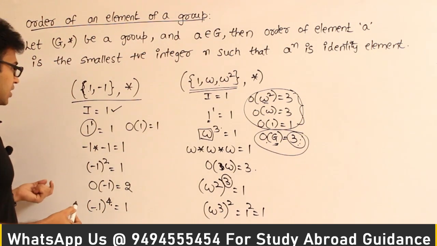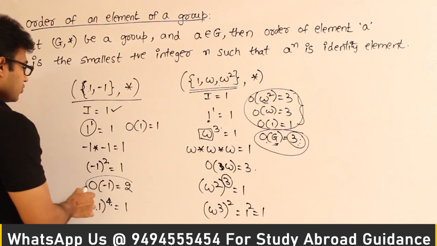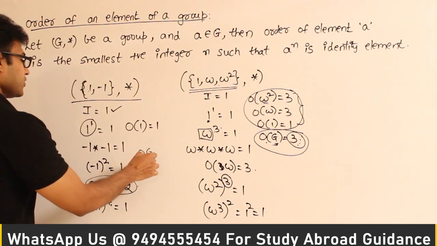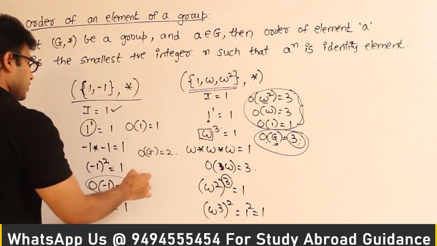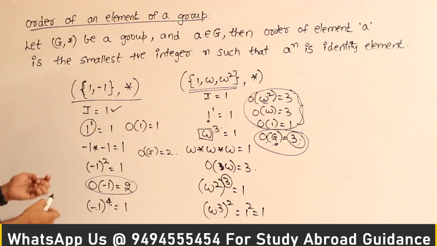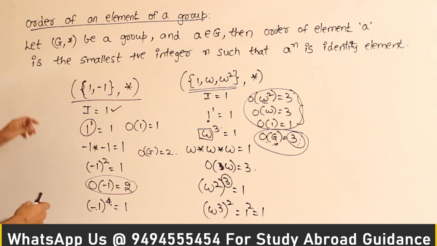In this case also, what is the order of -1? 2. What is the order of the group? The order of the group here is 2. Therefore it divides it. Now just see the definition so that you will understand it better.